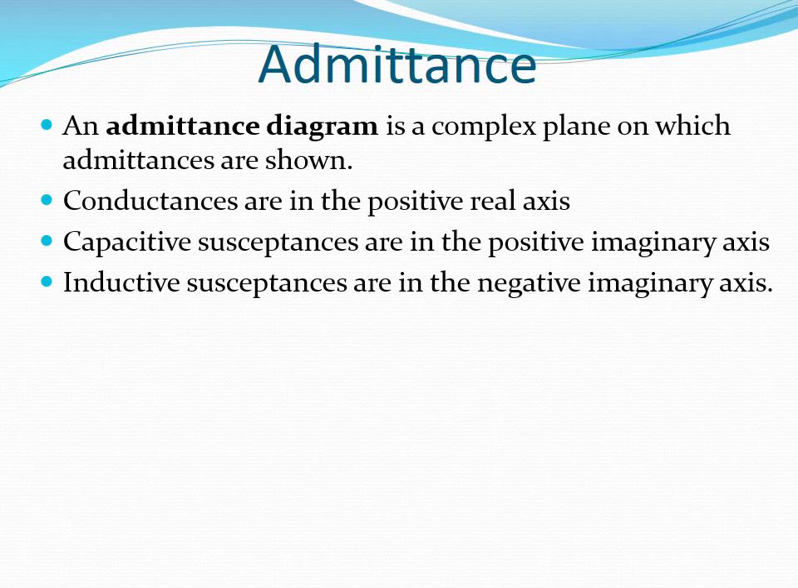An admittance diagram is a complex plane on which admittances are shown. Conductances are in the positive real axis. Capacitive susceptances are in the positive imaginary axis. Inductive susceptances are in the negative imaginary axis.